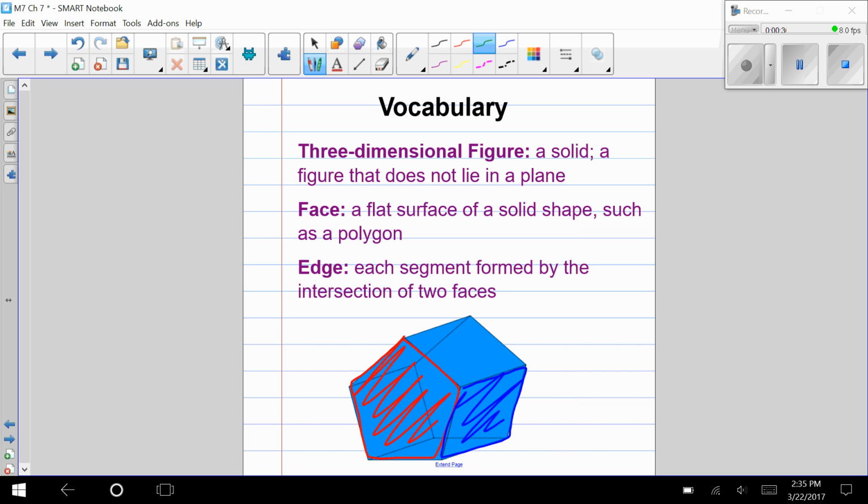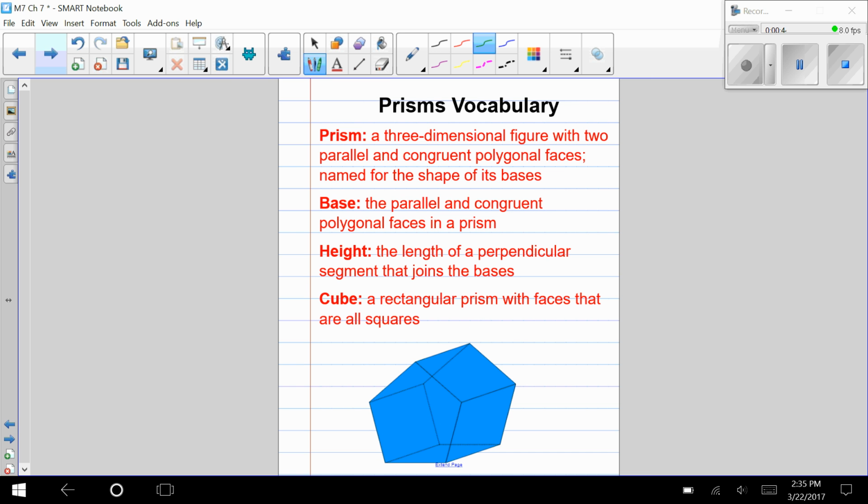An edge is any segment formed by the intersection of two faces. So right here where these two faces cross or touch, that is an edge. A prism is a three-dimensional figure with two parallel and congruent polygonal faces, and then we name prisms for the shape of their bases. The base, or bases, are the parallel and congruent polygonal faces in the prism.